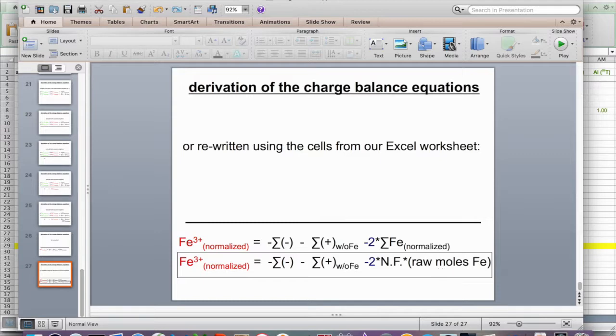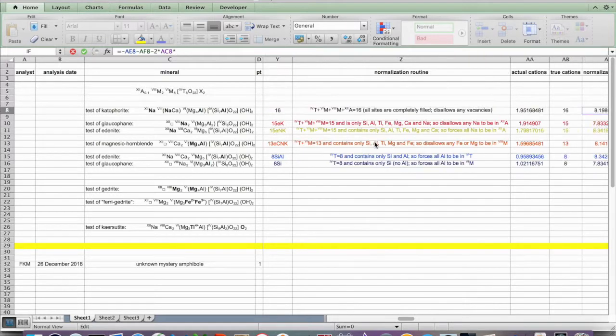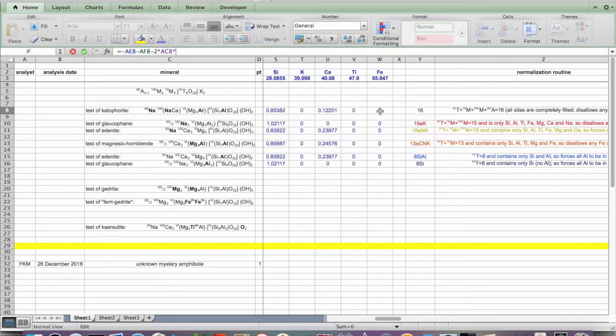Okay, so let's go back to Excel here, and let's type that formula in. Now keep in mind, this is again for iron 3 plus. So I'm going to go equals, and if you recall, it's going to be minus the sum of the negative charge, minus the sum of the positive charge, minus 2 times the normalization factor times the raw moles of iron, right here.